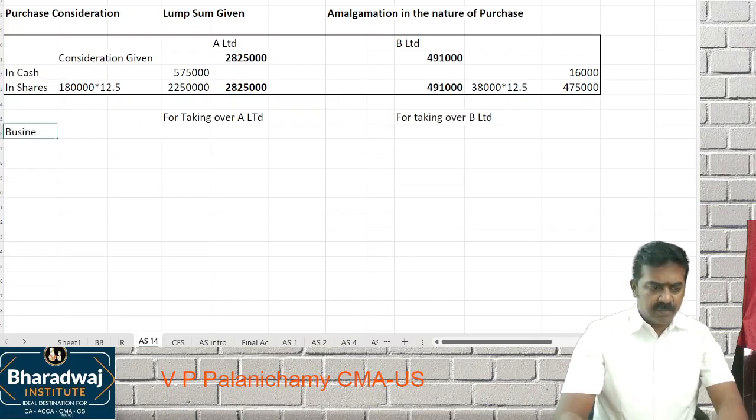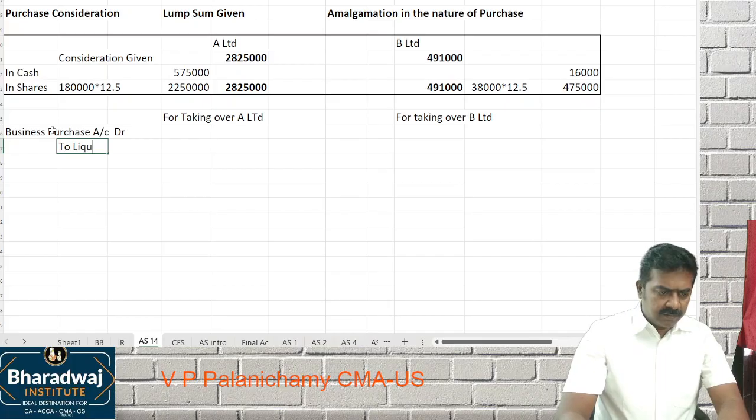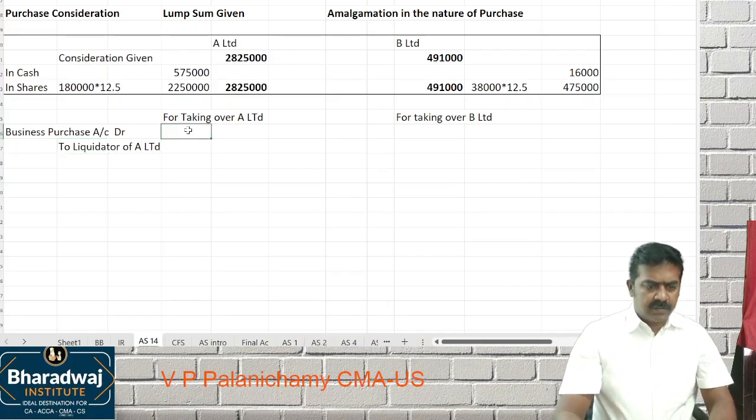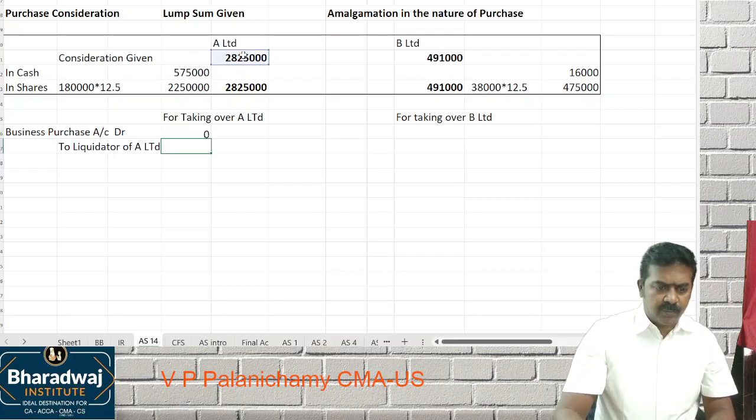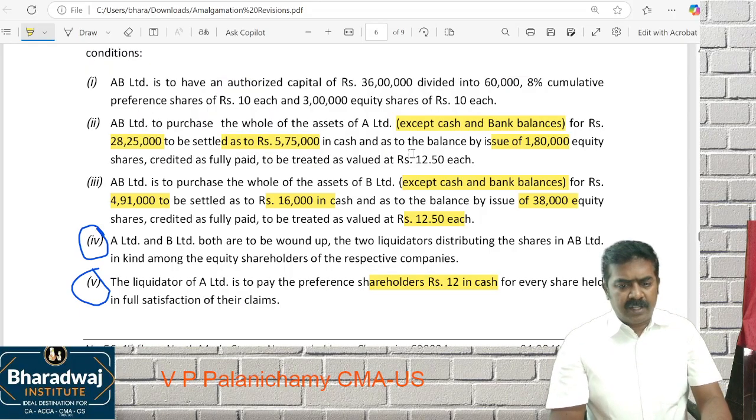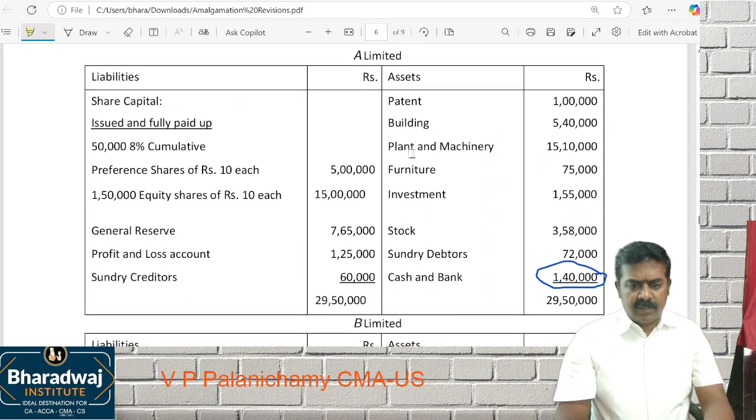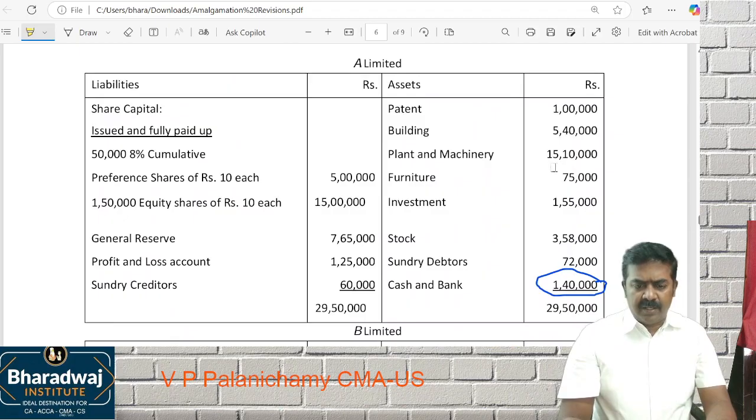Start. Business purchase account debit to the liquidator of A Limited. How much? Take it up along with me, don't wait. 28,25,000. Then in A Limited, what are the assets? Patent, building, plant and machinery, furniture, investment, stock and debtors.